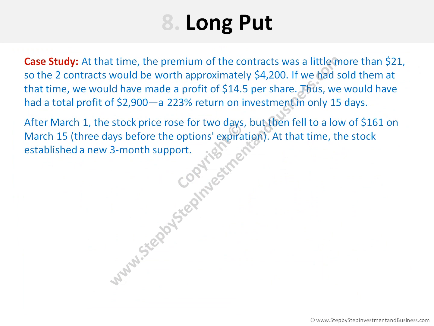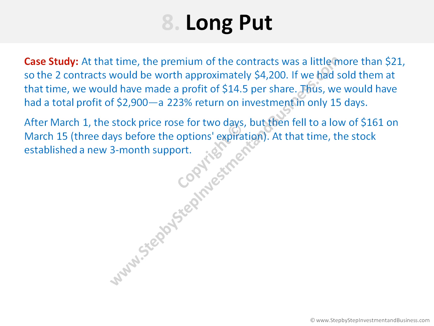At that time, the premium of the contracts was a little more than $21, so the two contracts would be worth approximately $4,200. If we had sold them at that time, we would have made a profit of $14.5 per share, because we had bought at 6.5. Thus, we would have had a total profit of $2,900, making a 223% return on investment in only 15 days.